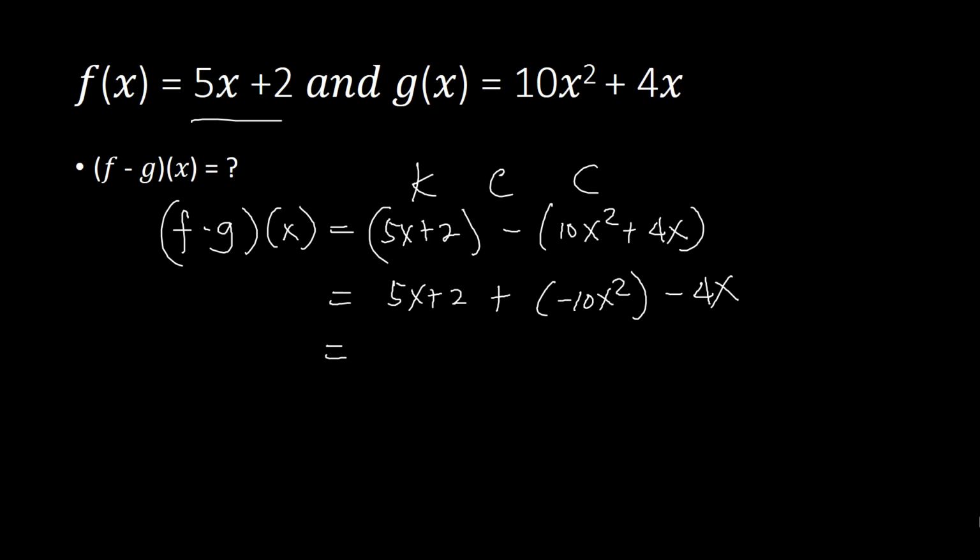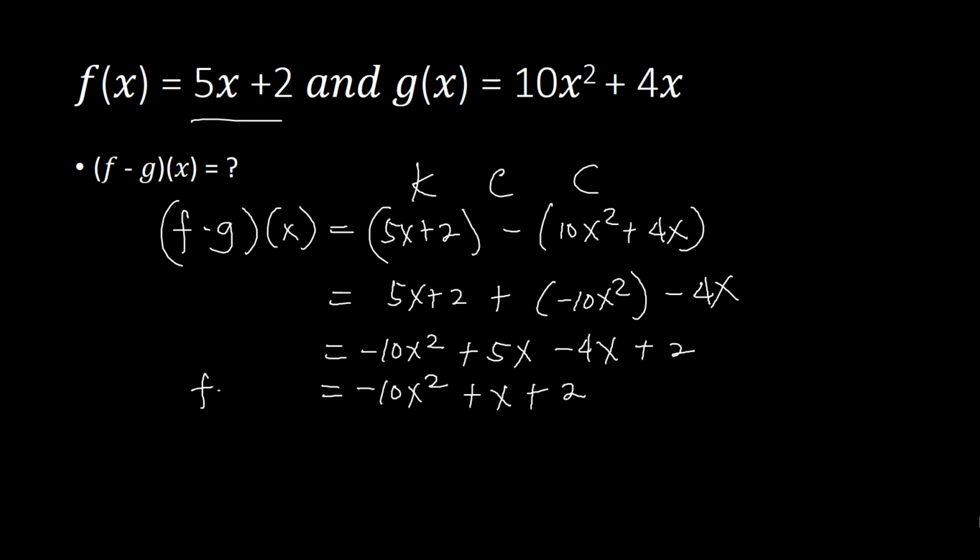Then we arrange in order. So we have negative 10x squared. We follow that with 5x, then the minus 4x, and the plus 2. Combining like terms, we've got negative 10x squared, 5x minus 4x, that's only an x, which is positive, and then plus 2. So this is now f minus g of x.